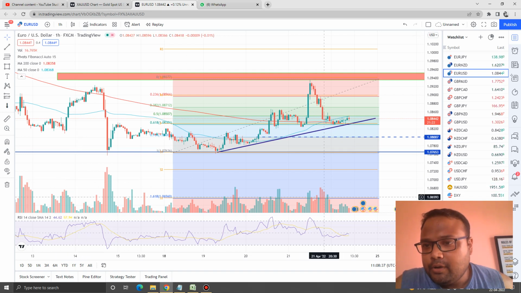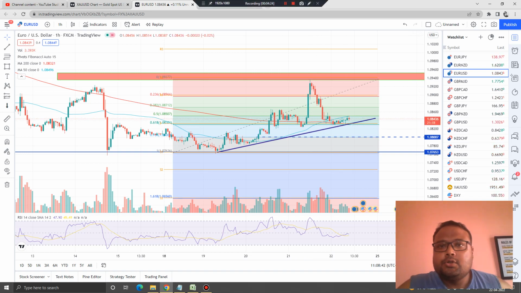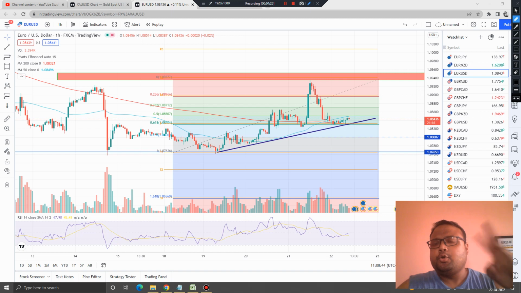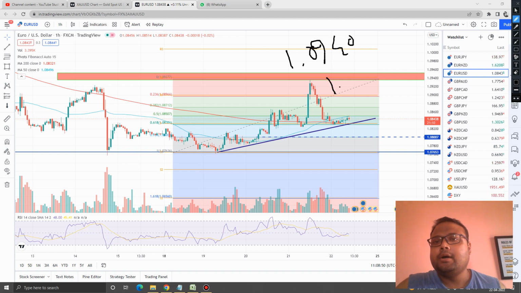Right now trading at 1.0844. This is the current market price of Euro USD. So the two important levels on Euro USD are 1.0940, 1.0950. This is the resistance zone of Euro USD.